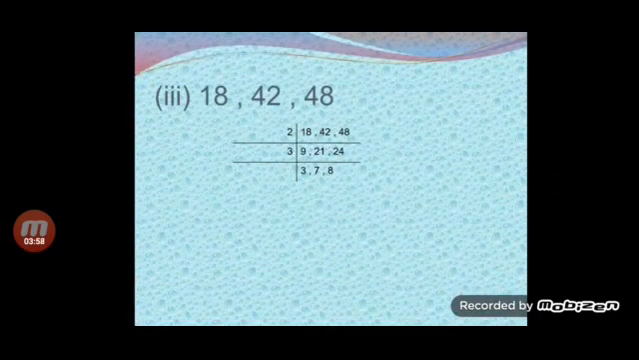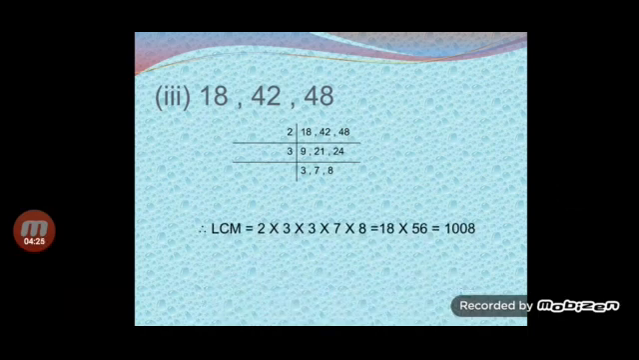Next one it is 18, 42 and 48. Now here these are divisible by 2 itself. We get 9, 21 and 24. Again these are divisible by 3. So we get 3, 7 and 8. We'll have to stop here because these three are not coming in the same table. So LCM will be 1008.